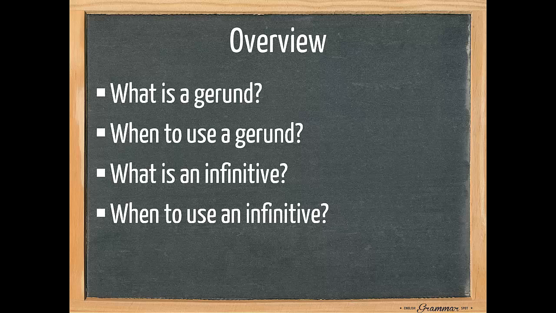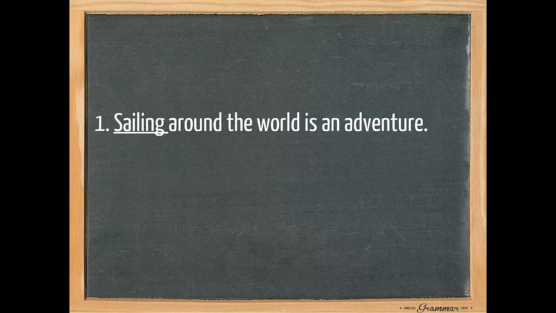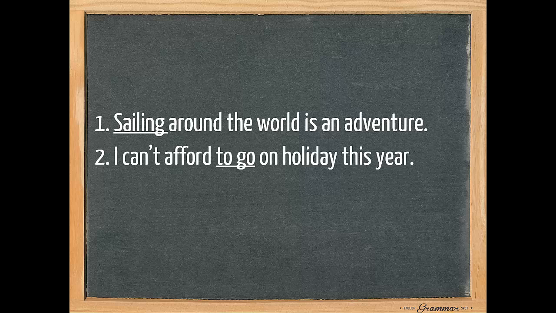So it's not a difference as in say, oh, here you use a past simple and there you use a present perfect. Now take a look at these sentences. Sailing around the world is an adventure. I can't afford to go on holiday this year. In the first sentence, sailing is what we call a gerund. In the second sentence, to go is what we call an infinitive.